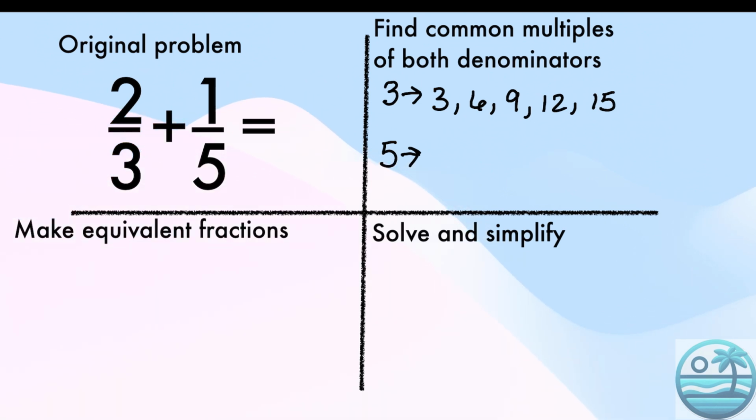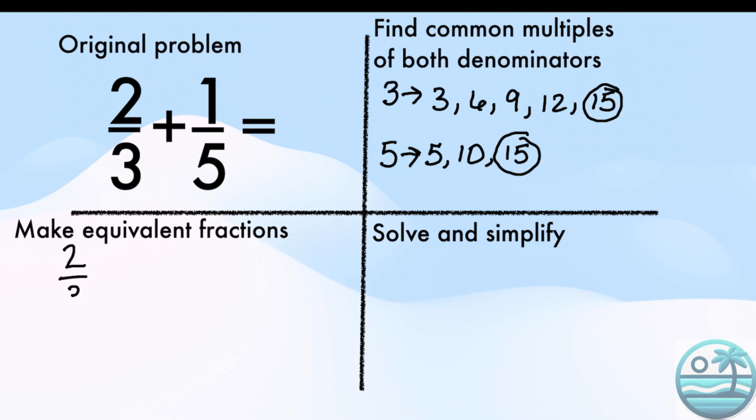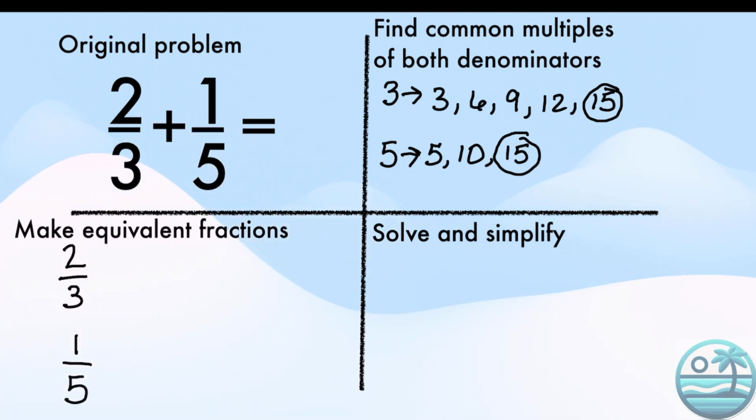So let's try this out. 5, 10, checking for a match. Not yet. 15. Oh, there. The least common multiple of 3 and 5 is 15. Let's go down to the third quadrant now, and we'll make equivalent fractions. I'll start with my 2/3, and then my 1/5.